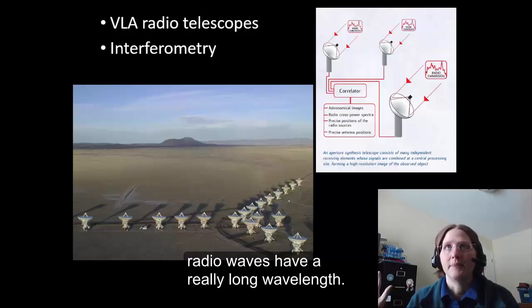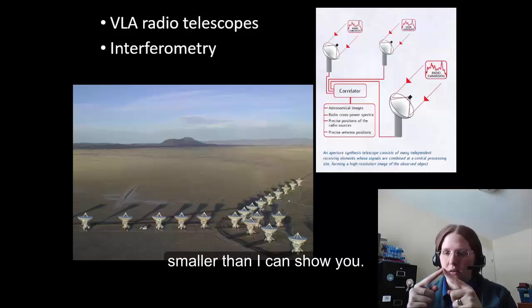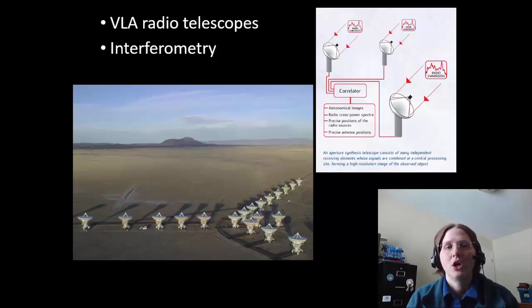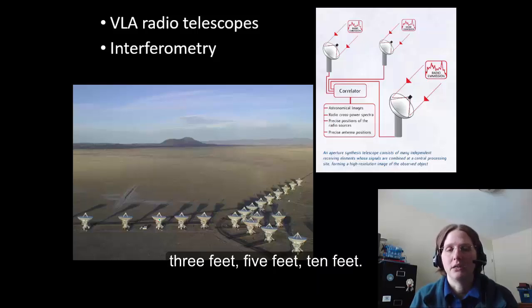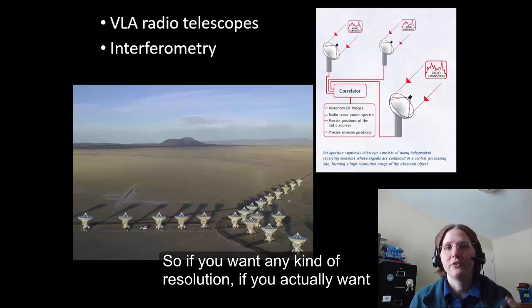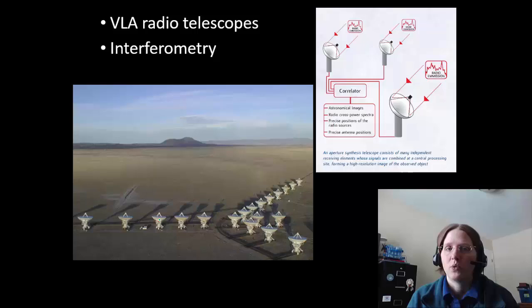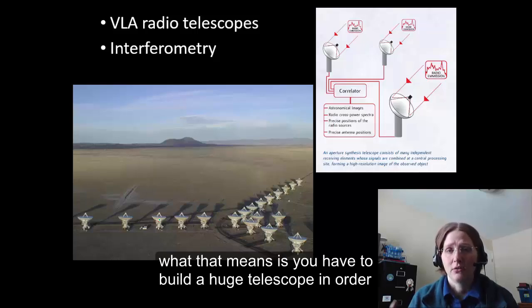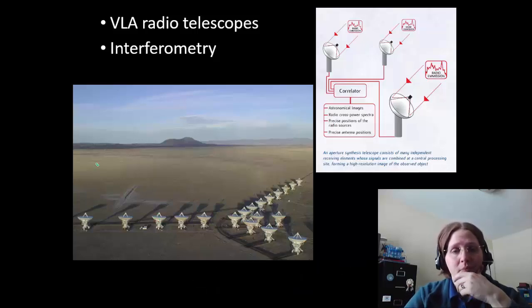really long wavelength. Right? Visible light has a tiny wavelength, nanometers, smaller than I can show you. Radio waves can have a wavelength of a meter, 3 feet, 5 feet, 10 feet. They have huge wavelengths. So if you want any kind of resolution, if you actually want to see what's going on, see the detail, what that means is you have to build a huge telescope in order to get any kind of detail. In order to get any resolution, you need a huge telescope.